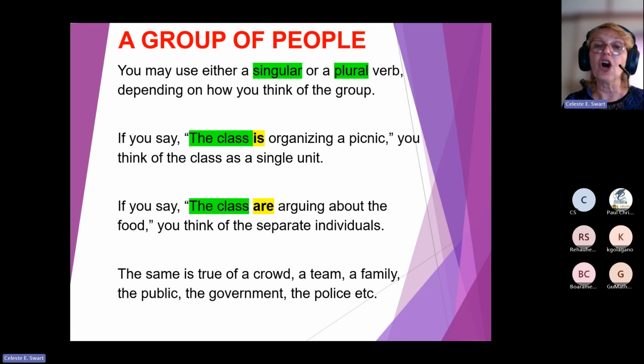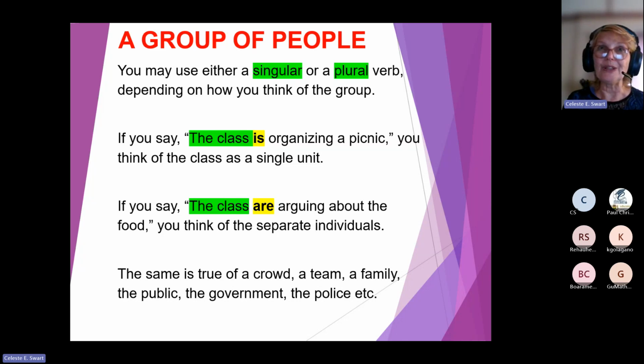And if you say the class are arguing about the food, then we think of a whole lot of different learners, and they are all arguing about stuff. So then we have the idea that it's individuals. And if you speak of a crowd, at a soccer match or rugby match, where all the spectators stand together and sing the national anthem so beautifully, then we will say South Africa is singing the national anthem, because then it's one unit, everyone standing together. Then you can use it as singular, which is actually so beautiful.